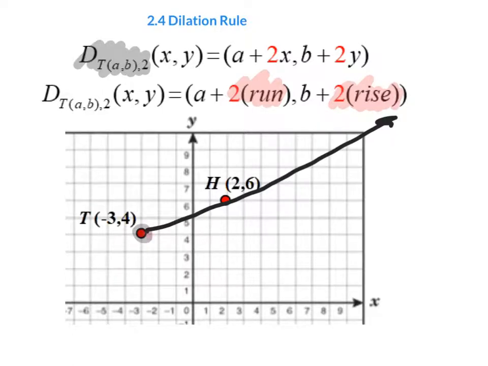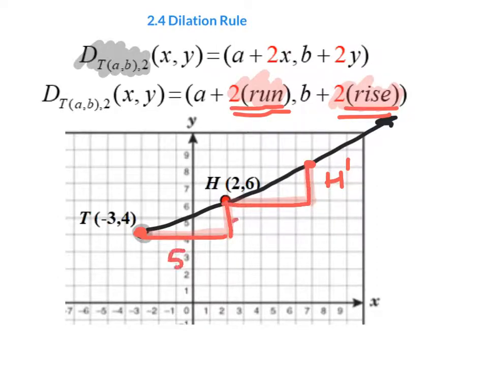So let's try. This run here is 5, and then it rises 2. And then we could go 1, 2, 3, 4, 5, and then rise 2. This would be the result of where H prime would land. Because if you think of dilation in terms of runs and rises, really all it's instructing you to do is start at this point and do 5 over and 2 up, 5 over and 2 up. So you end up doing the run twice and the rise twice.